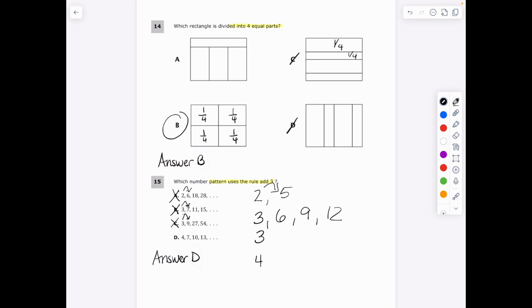So let's try the next one with 4. So 4 plus 3 would be 7. Plus 3 would be 10. And plus 3 would be 13. And what do I have here? 4, 7, 10, and 13. So yeah, that matches our work. All right, hit pause and jot this into your notes. And remember, anytime it's a pattern problem, you can just try the pattern yourself and see if it matches what you're given.